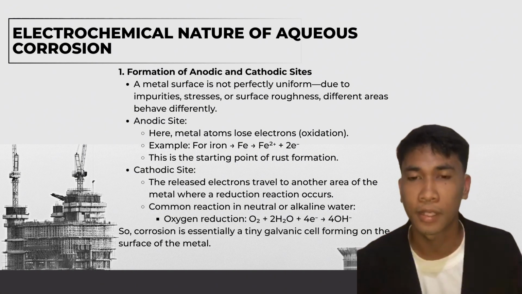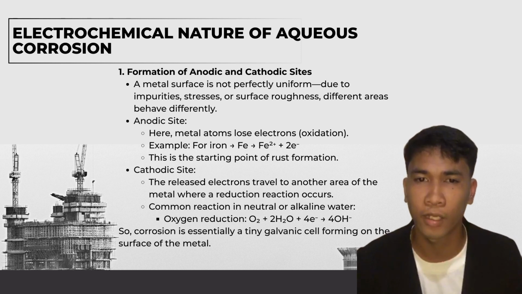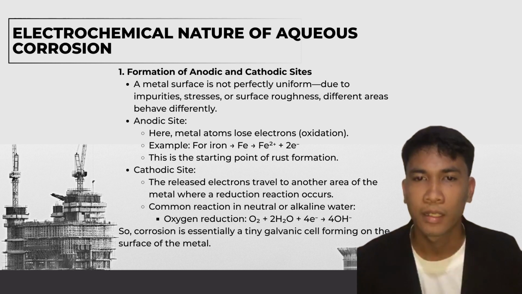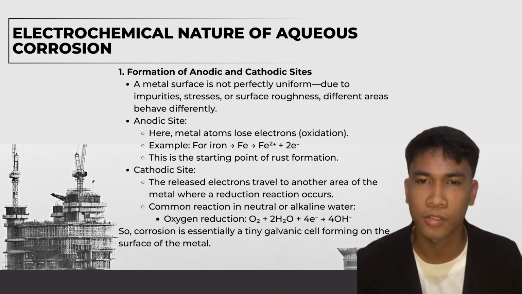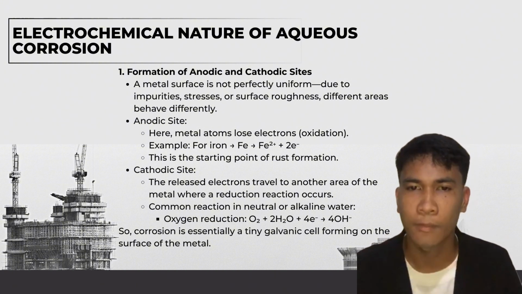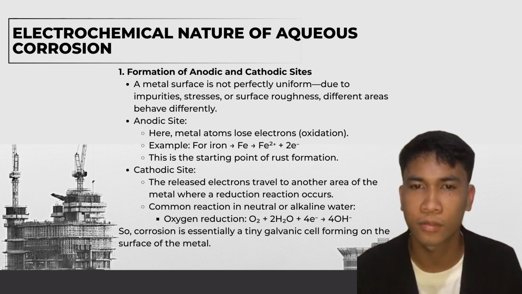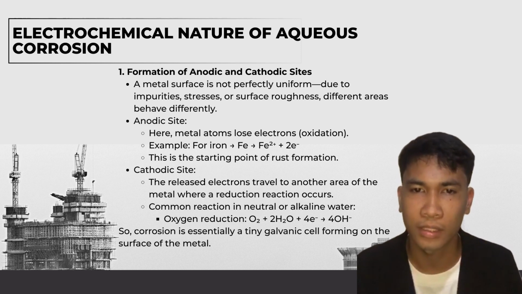Here's the breakdown. Number 1, formation of anodic and cathodic sites. A metal surface is not perfectly uniform due to impurities, stresses, or surface roughness. Different areas behave differently. Anodic site: here, metal atoms lose electrons, or oxidation. For example, for iron, Fe equals Fe2+ plus 2e-. This is the starting point of rust formation.